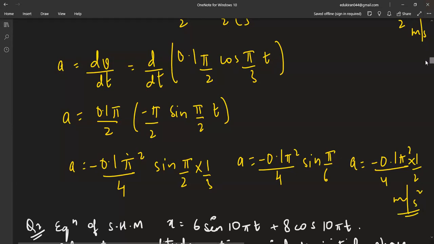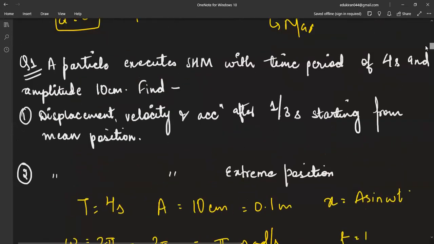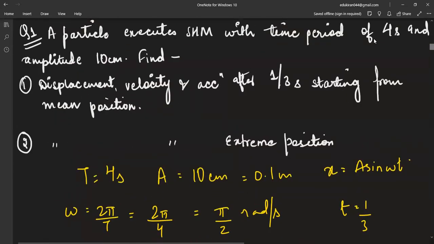Simple, just keep on differentiating. The way we have derived all the equations, solution to it is also the same. Start writing it from here.